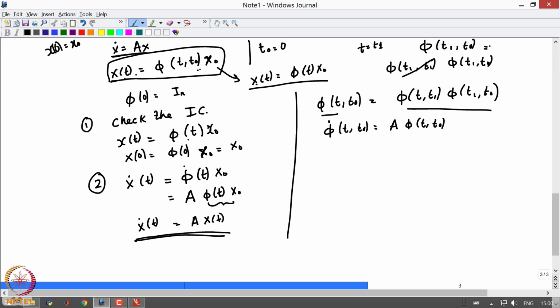So, let me assume that as a condition where I am checking if they are equal or not. Now, do they satisfy the same differential equation? Well, I already know this: phi dot is A times phi. Now, let us look at the right hand side.